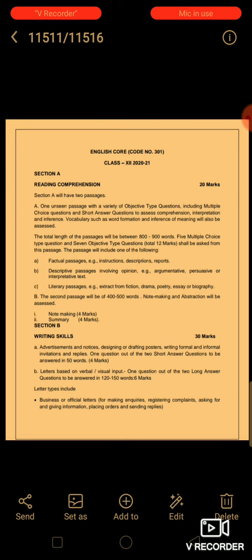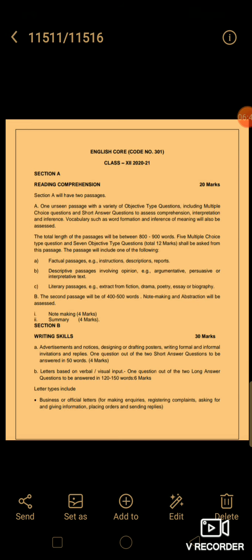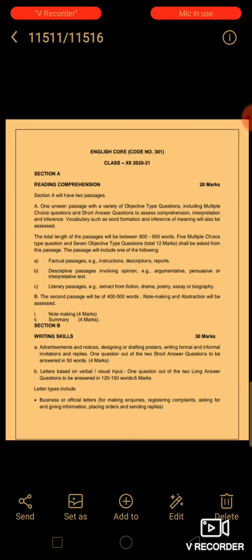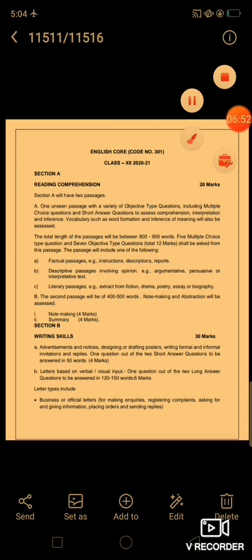In class 11th, the markings were a little different. Note making was of 5 marks, and summary was of 3 marks. But here in class 12th, they will be of 4 marks each. It means total 8 marks. So question 1 will be comprehension of 12 marks, and question number 2 will be of note making and summarizing of 8 marks. It becomes 20 marks.